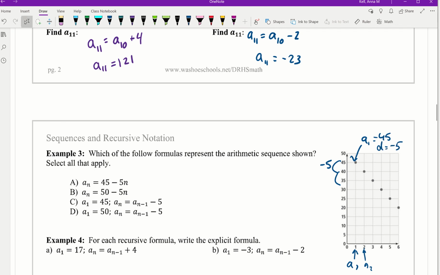So let's see which of these we can identify. So these two, A and B, these are in explicit notation, okay? If you go back and look at your notes from explicit notation, you should see that A would be our answer in explicit notation. And in this example, I'm looking for where my A1 is 45 and my common difference is -5. So it looks to me like this would be example formula C.